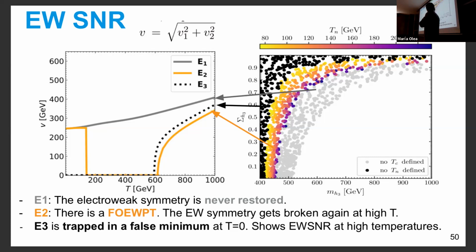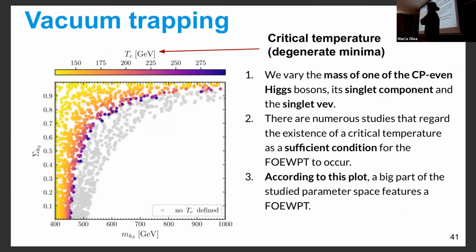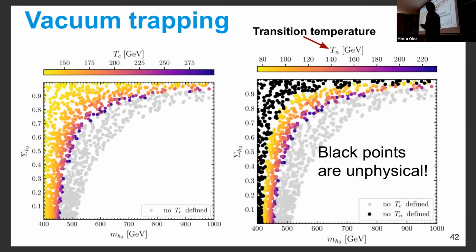Usually, what we've seen in many studies is that one uses the strength of the transition, which is the critical depth divided by the critical temperature, as a way to assess successful baryogenesis and so on. And when you do that, you could conclude that here you have a very large strength for the transition. But then when you actually compute the transition temperature here, you don't have a physical situation.